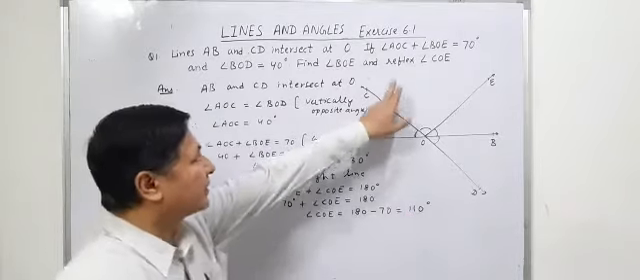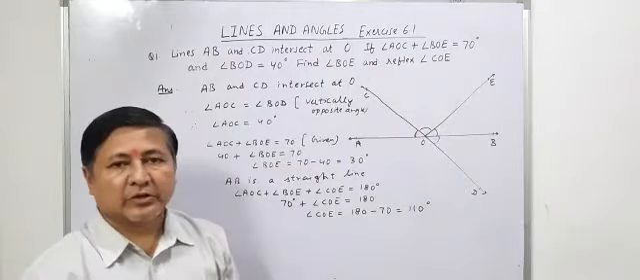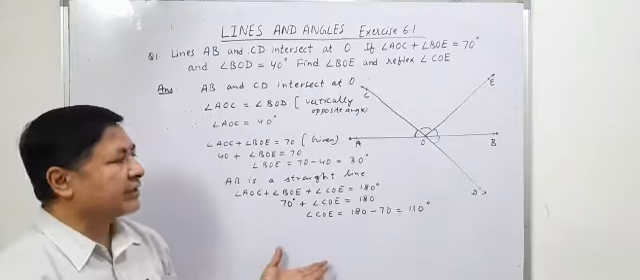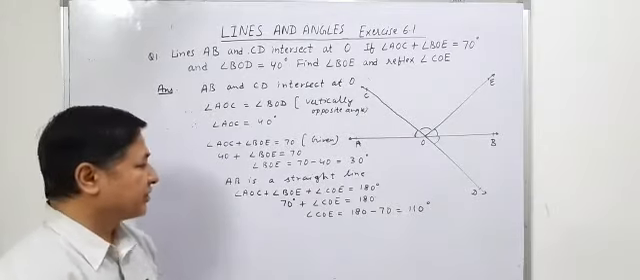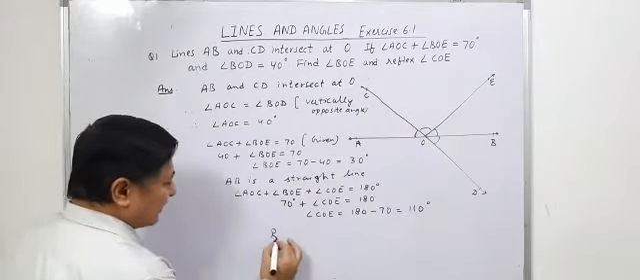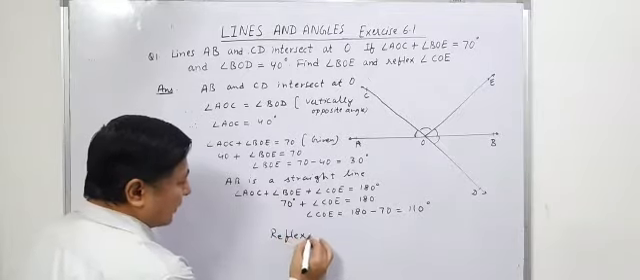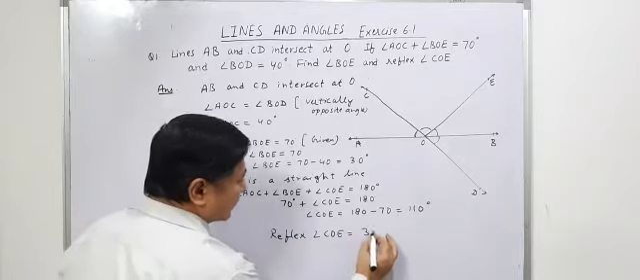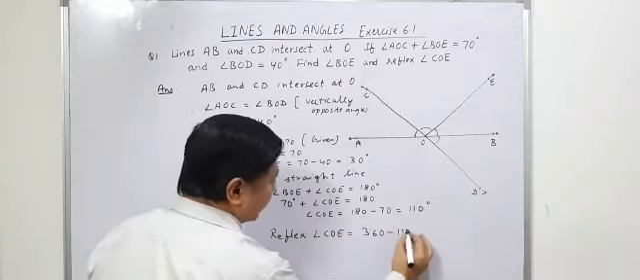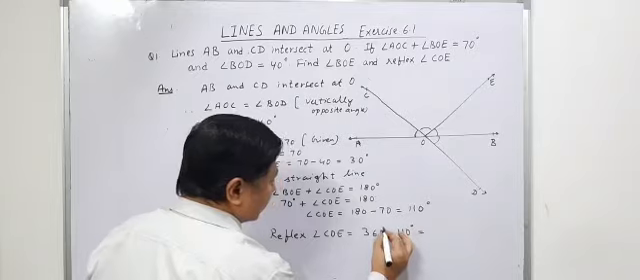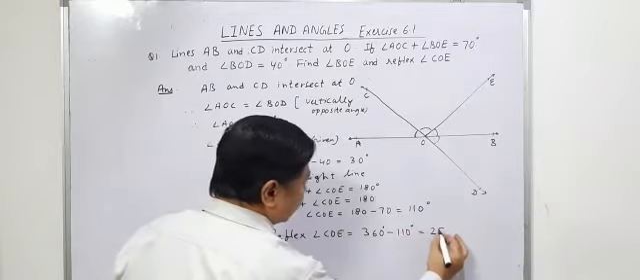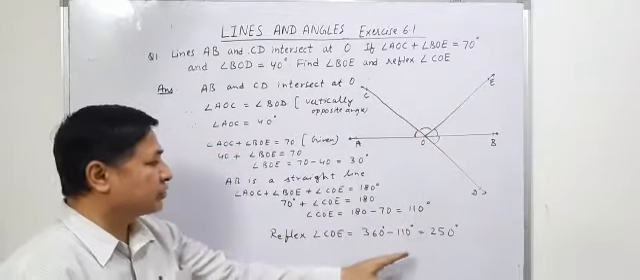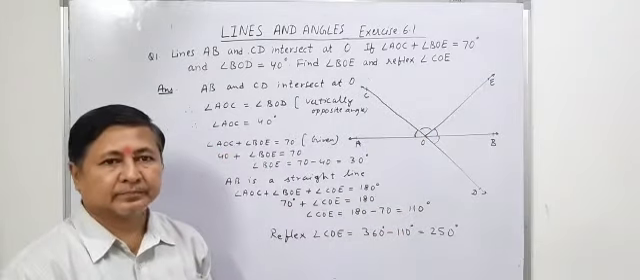But we have to find the reflex angle COE. We know that a reflex angle is the angle whose measure is more than 180 degrees but less than 360 degrees. So the reflex angle COE will be equal to 360 degrees minus 110, and when we solve it, this will be 250 degrees. So the reflex angle COE is equal to 250 degrees.